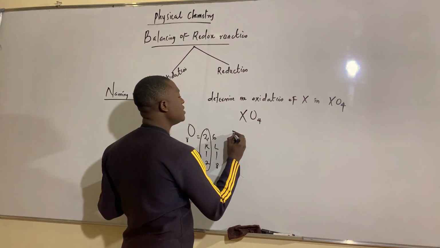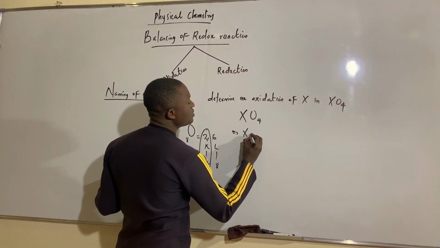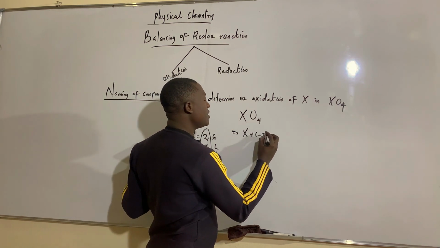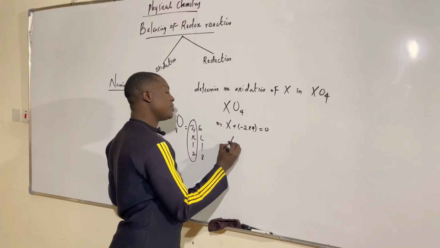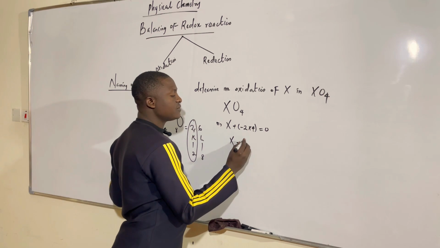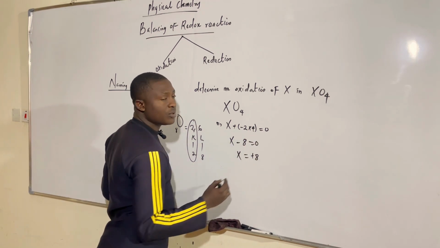So that means here we are going to have X. So oxygen is -2. But we can see it has 4 here. That stands for everything is equal to 0. So here we have X plus 4 times -2, 4 times -2, we have -8, is equal to 0. Then we have X to be equal to plus 8. Can you see that?